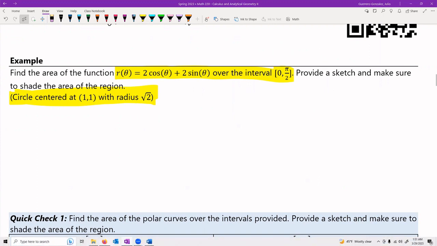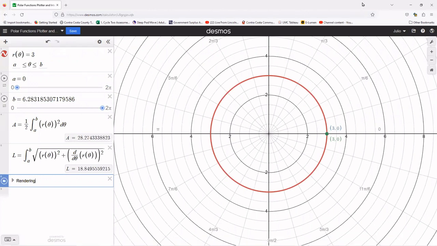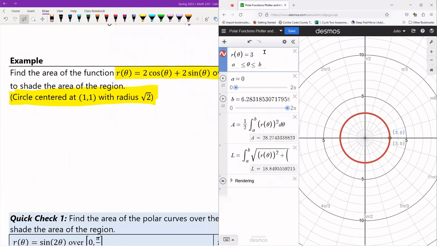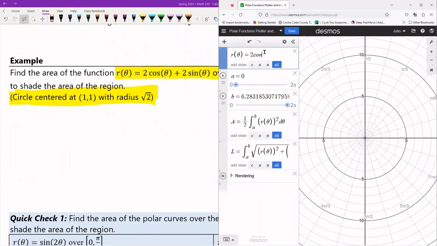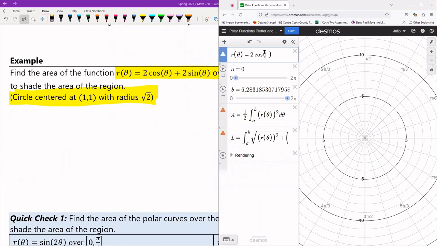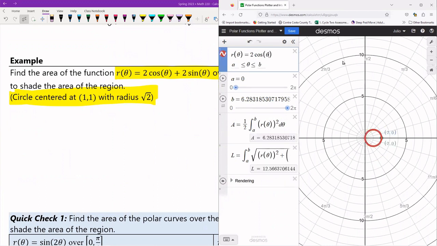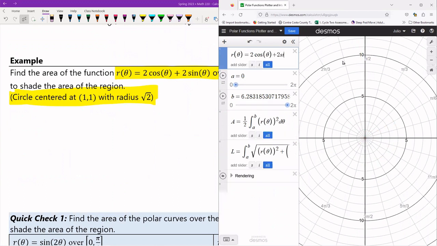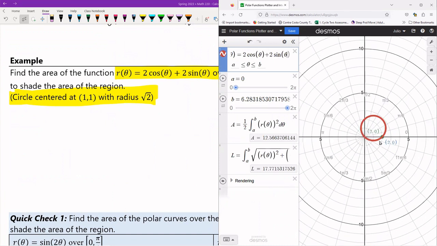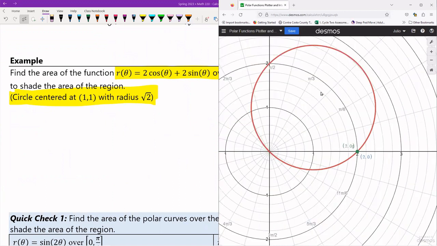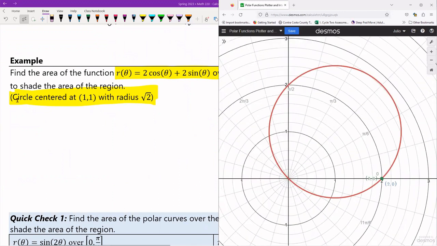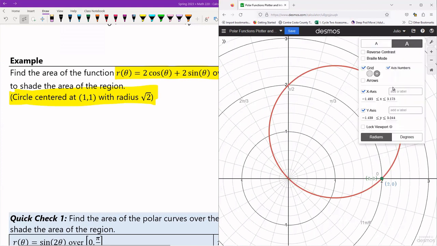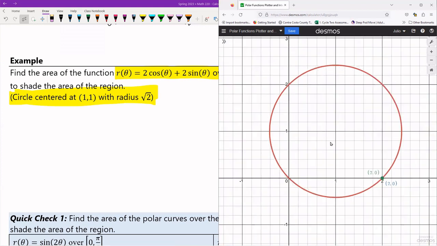So let's go ahead and go back to our Desmos calculator and throw that in there and see what we get. 2 cosine, use parentheses. Parentheses are your friend. Theta, plus 2 sine theta. There we go, so we have our circle. Just so that I can show you guys that that is actually correct, I'm going to turn off the polar and put back the x and the y. Notice that the center is right here and the radius is the square root of 2.